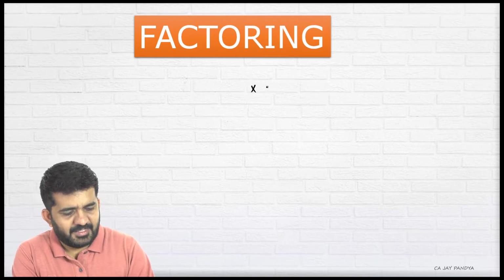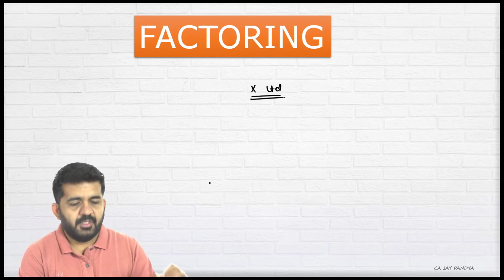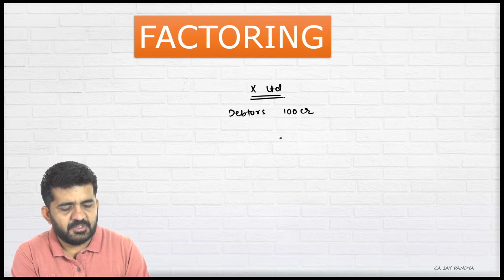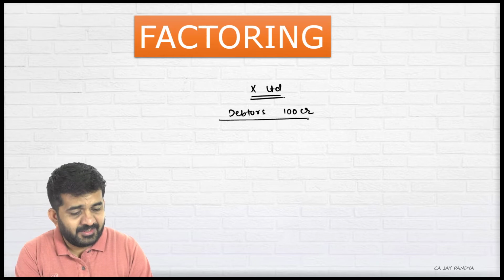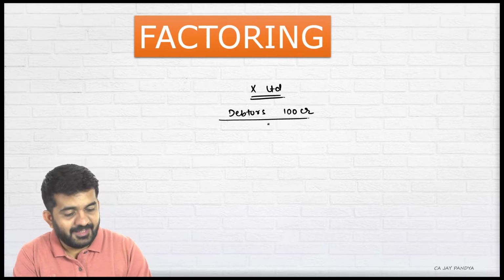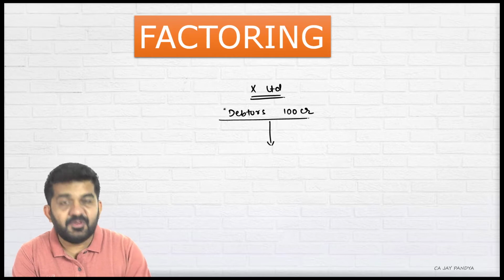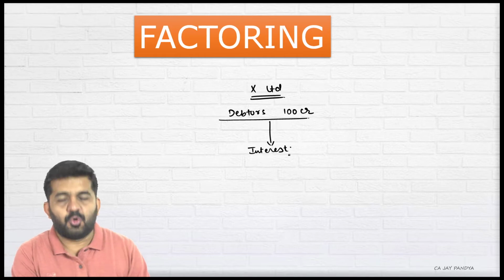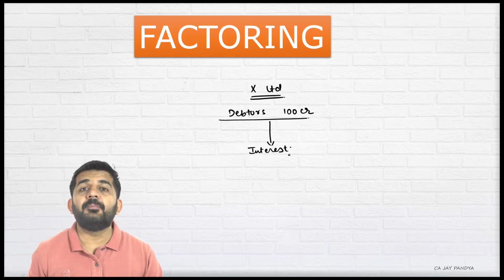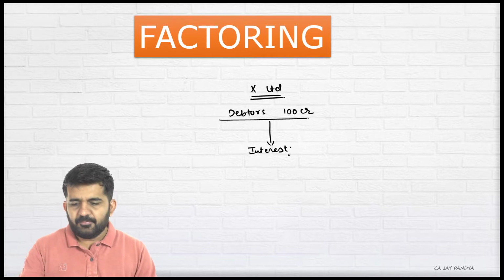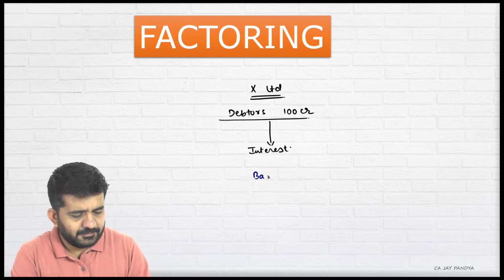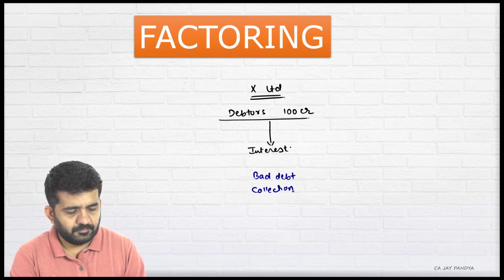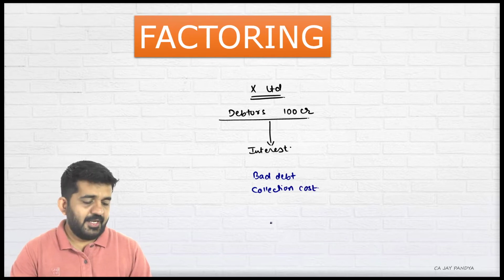Say the company name is X Limited. They have average debtors every year of say 100 crore rupees. With debtors, there are some costs affiliated to debtors. One is interest. Now, interest is the cost which is incurred because you are getting late payment. Other costs are bad debt, collection cost, and say discount.